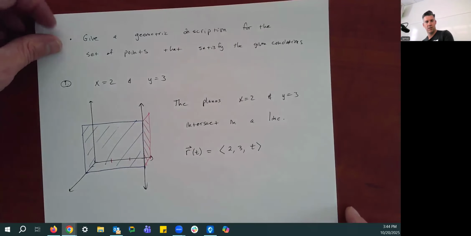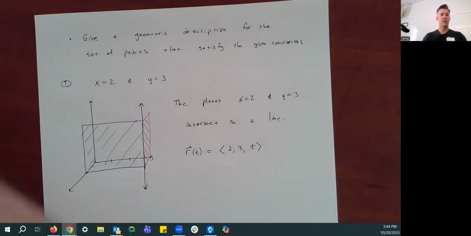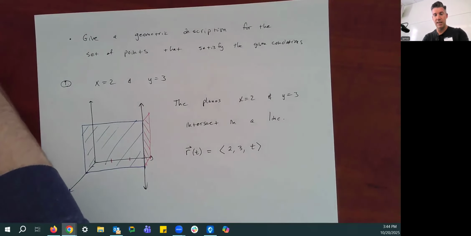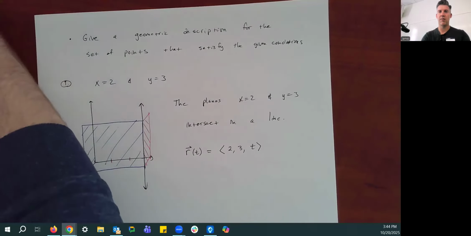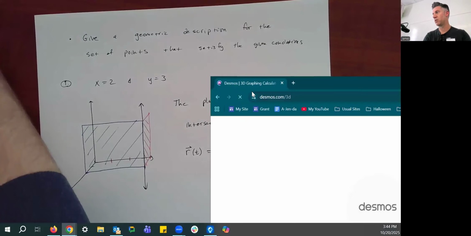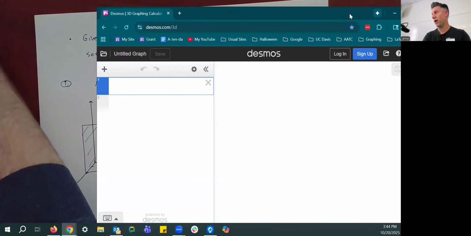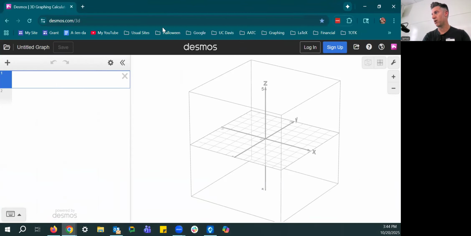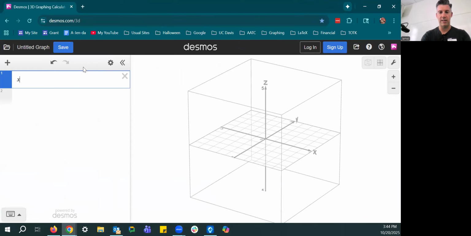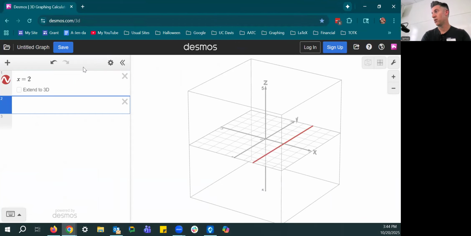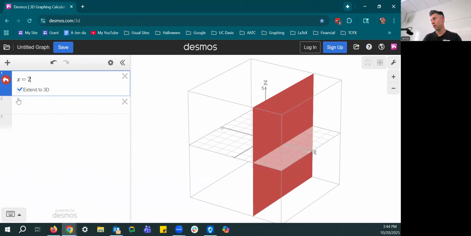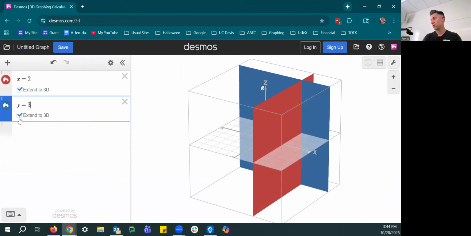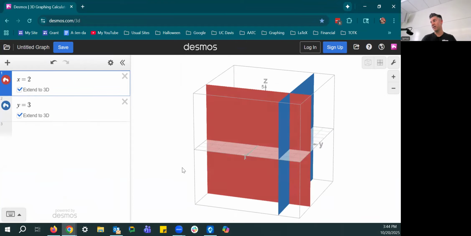Just so everyone can see, it's not that exciting if you draw it on Desmos, but you can see how things are going to look here. If I look at the plane x equal to 2, which I'm going to extend to 3D, and the plane y equal to 3, you can see they're exactly intersecting in that line.